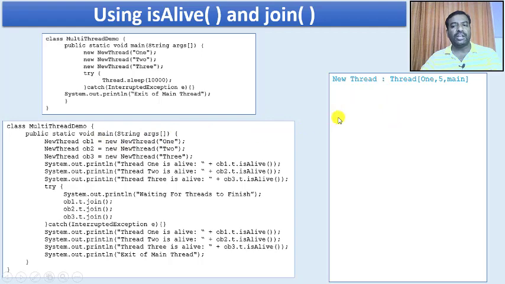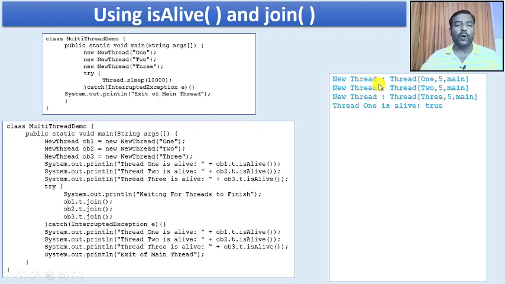Hence I am going to say new thread 159, and whatever output I get upon creation, I am going to get these 3 threads. After these 3 outputs, I am going to say thread 1 is alive, as it is true, it is still alive. Thread 2 is alive, it is true. Thread 3 is alive, it is true. And in the try, I am going to print the message waiting for threads to finish.